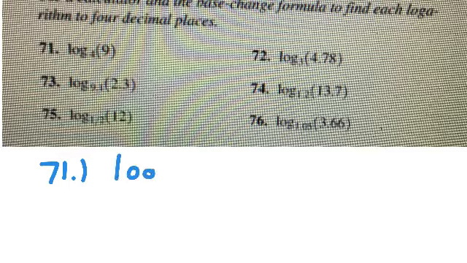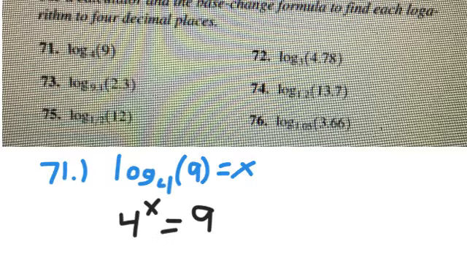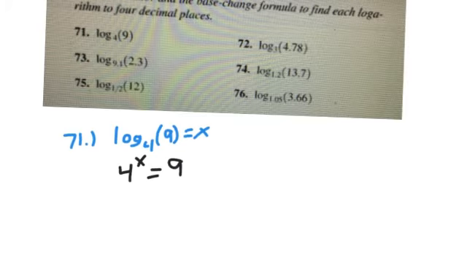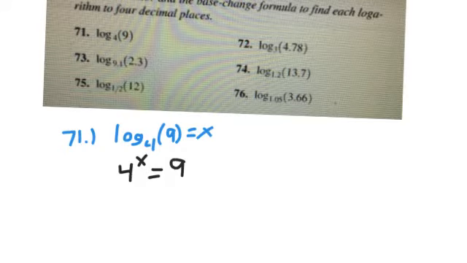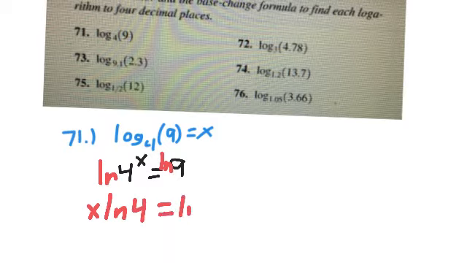So what we would do is say we don't know what log base 4 of 9 is, so we set it equal to x, because that's what we're looking for. Now to balance our equation, we could say 4 raised to the x equals 9. This seems like a really bad example to use this on. I would take a natural log of both sides. That would give me x times the natural log of 4 equals the natural log of 9.